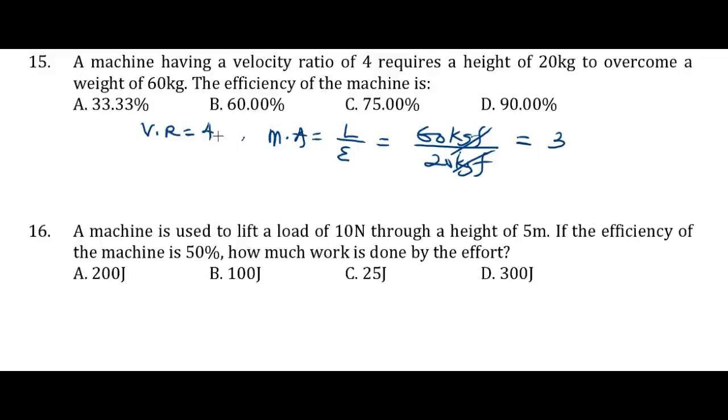Now, velocity ratio given is 4, and they are asking for the efficiency of the machine. So we have mechanical advantage over velocity ratio times 100. That is 300 divided by 4, and that is 75%. So option C is the correct answer.